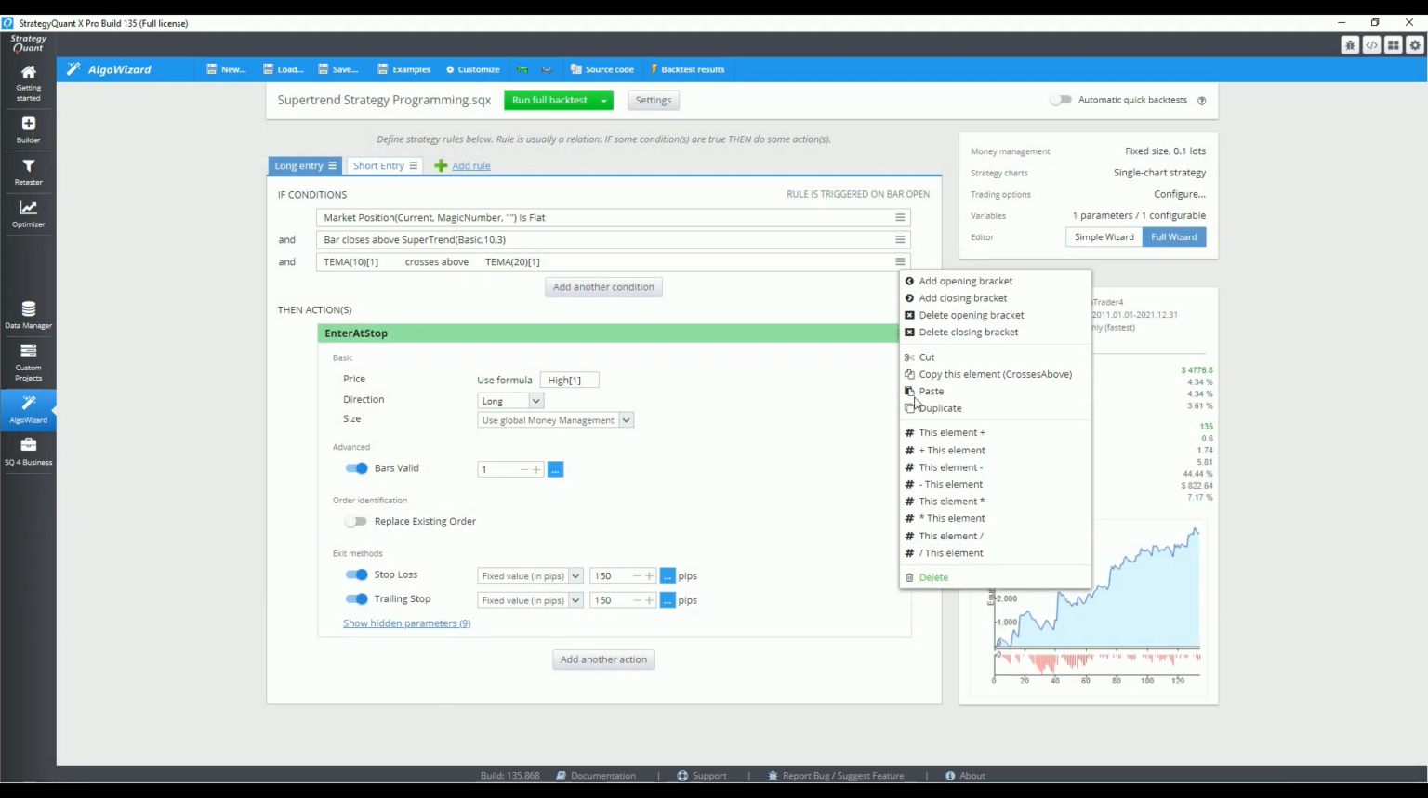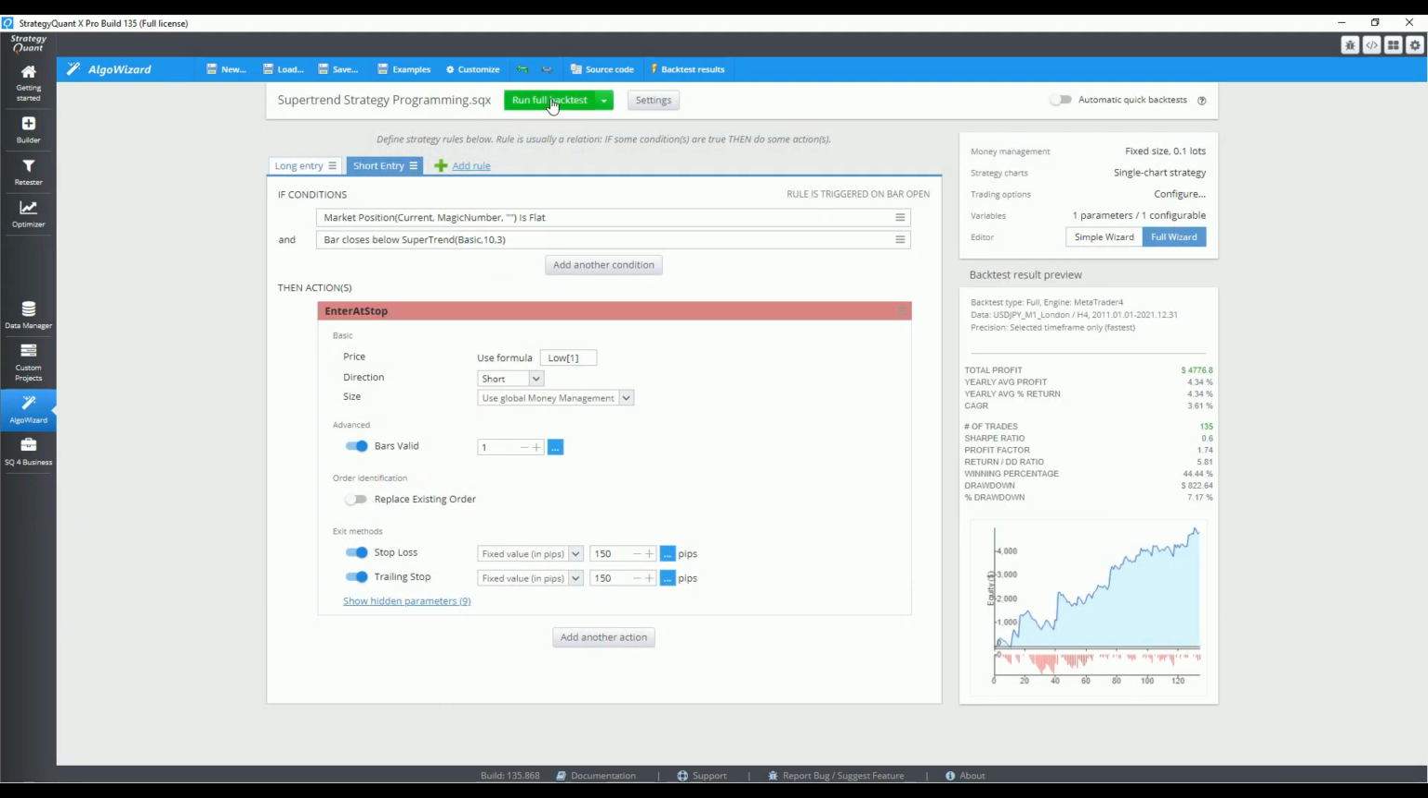Out of curiosity, I removed the TEMA filter and redid the backtest. Twice the number of trades, but also twice the drawdown, so it's a no-go.